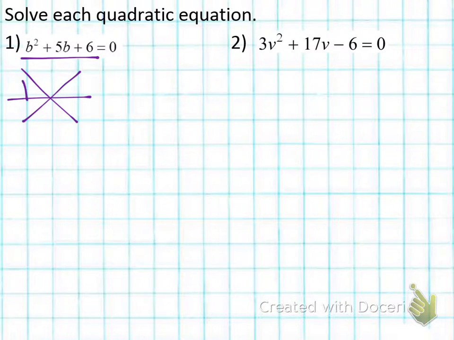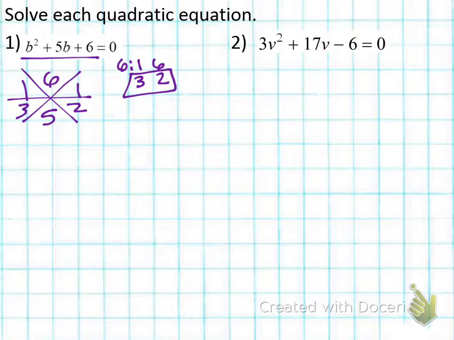I'll set up my Xbox, I put a 1 on either side, because that's my a term. A times c is just 1 times 6, so I put a 6 up top, and then the middle term goes down below, so that's a 5. Now I'm looking for factors of 6 that add to 5. I know I have 1 times 6 or 3 times 2, and they both need to be either positive or negative in order for me to get a positive 6, so I can get that with positive 3 times positive 2, and I know that those add up to 5, so those are the correct factors to use here.